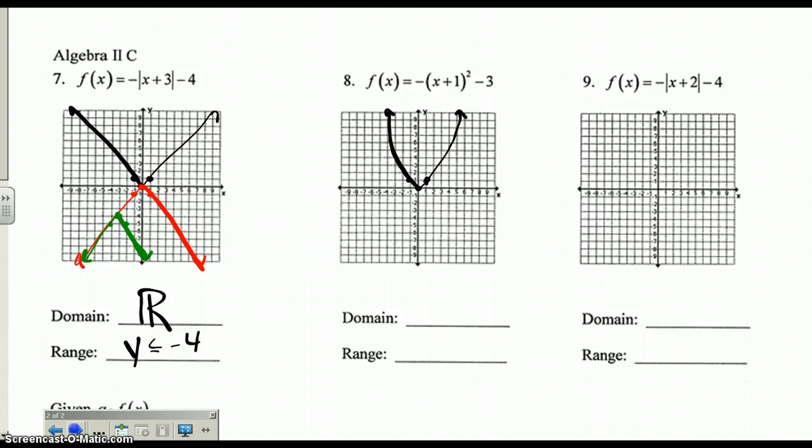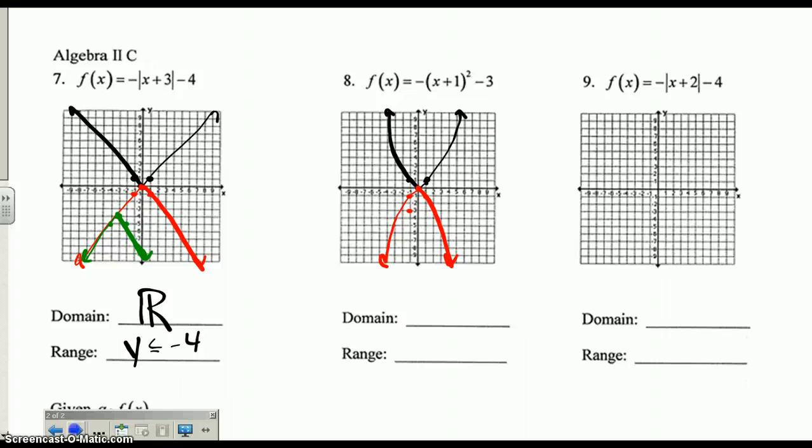Okay, so we start there. Let's go to the reflection. 0, 0 is going to stay the same. Negative 1 down here, negative 1 down here. I got my U. Okay, and now I'm going to move it left and right. So I'm going to move to the left 1 and down 3. So take my 0, 0, left 1, down 3 right there.